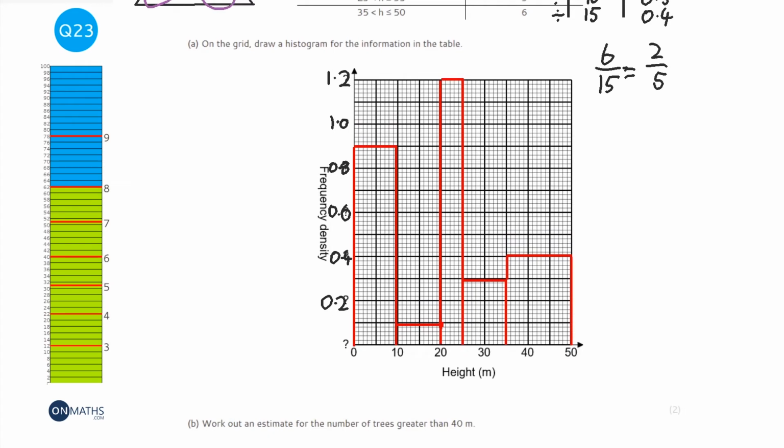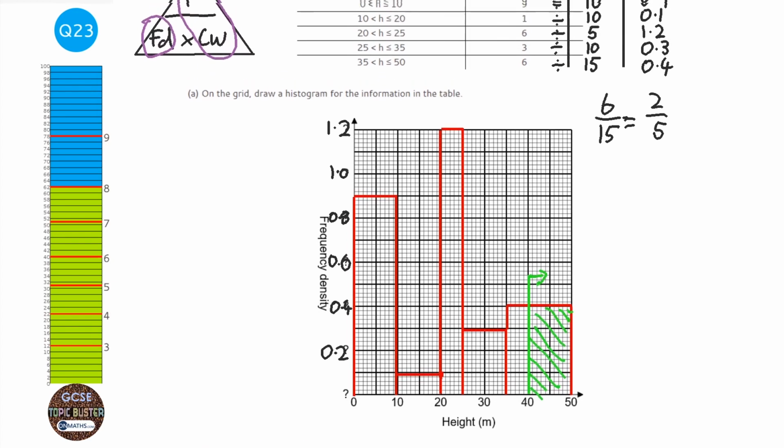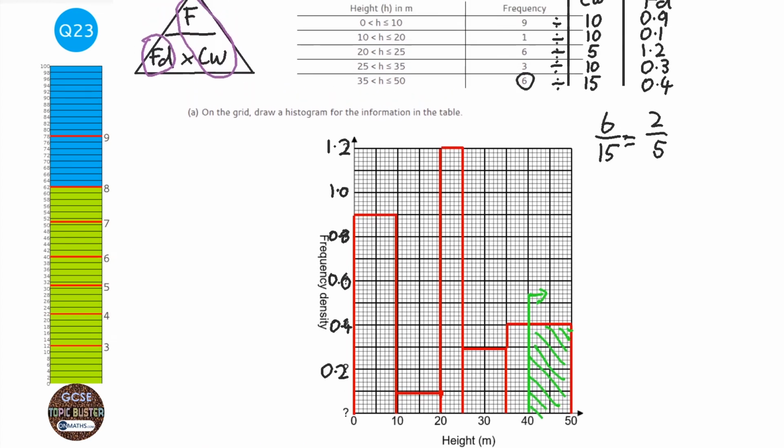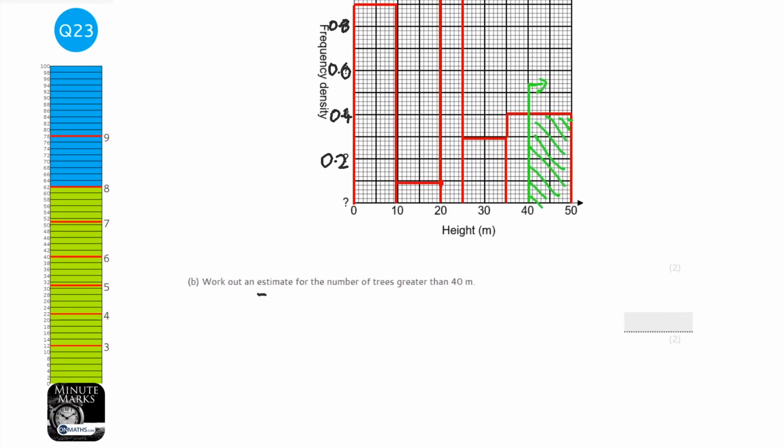So I want to draw a line up from 40, and we want it to go across here. So we're looking for an estimate for the amount that are in here. Well, if you look at it, I've shaded in 2/3 of that last group. In the last group there are 6. So I want to find 2/3 of 6, because the total frequency for that bar is 6, and we're looking for 2/3 of it. Well, 1/3 of 6 is 2, so 2/3 of 6 is 4.